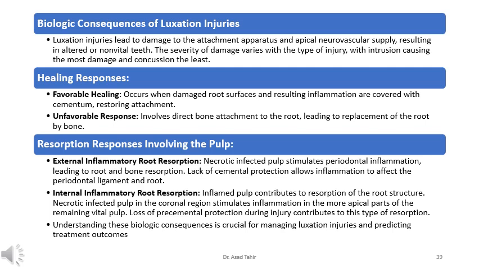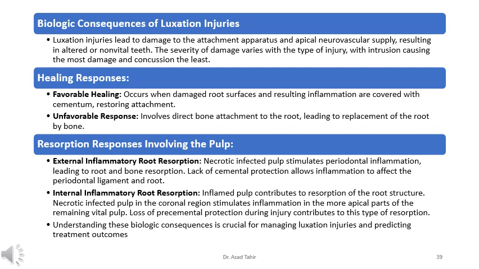Resorption responses involving the pulp. External inflammatory root resorption: necrotic infected pulp stimulates periodontal inflammation, leading to root and bone resorption. Lack of cemental protection allows inflammation to affect the periodontal ligament and root. Internal inflammatory root resorption: inflamed pulp contributes to resorption of the root structure. Necrotic infected pulp in the coronal region stimulates inflammation in the more apical parts of the remaining vital pulp.